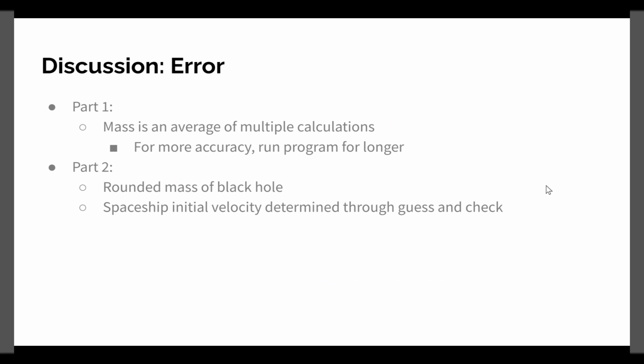Some error in my calculations: for part one, the mass was actually an average of multiple calculations at multiple points. To make it more accurate, I could have run the program for longer. For part two, because I used the rounded mass of the black hole, there could have been some propagation of error. Also, I calculated initial velocity through guess and check, so there could have been a better way to calculate a more accurate velocity.